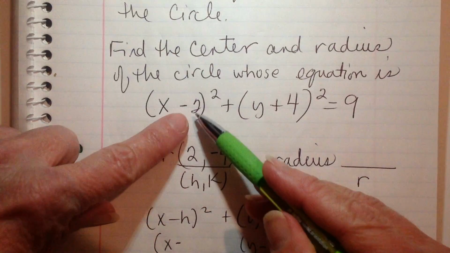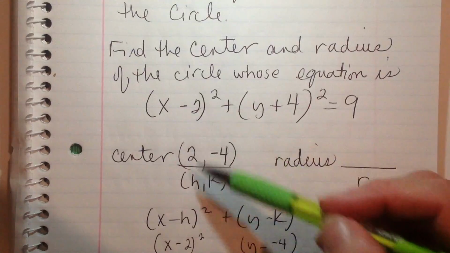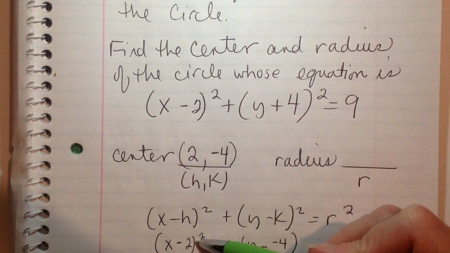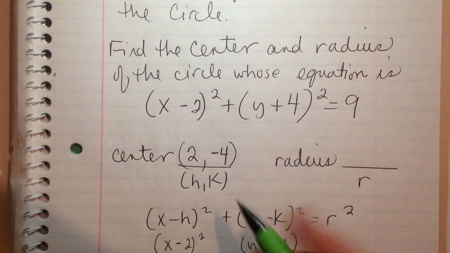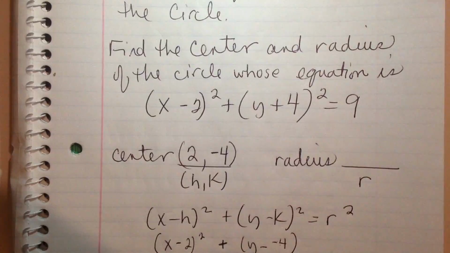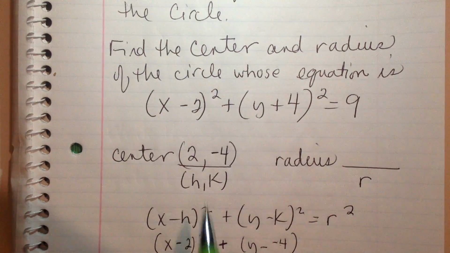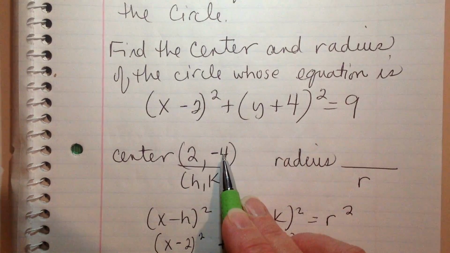If 2 was negative in the problem, it was positive 2 to begin with. When plugged into the formula, it's negative. When you plug in negative 4 into the formula, it becomes positive. So you're kind of having to think backwards. What was it before it was plugged into the formula? So your center of this equation is (2, negative 4).